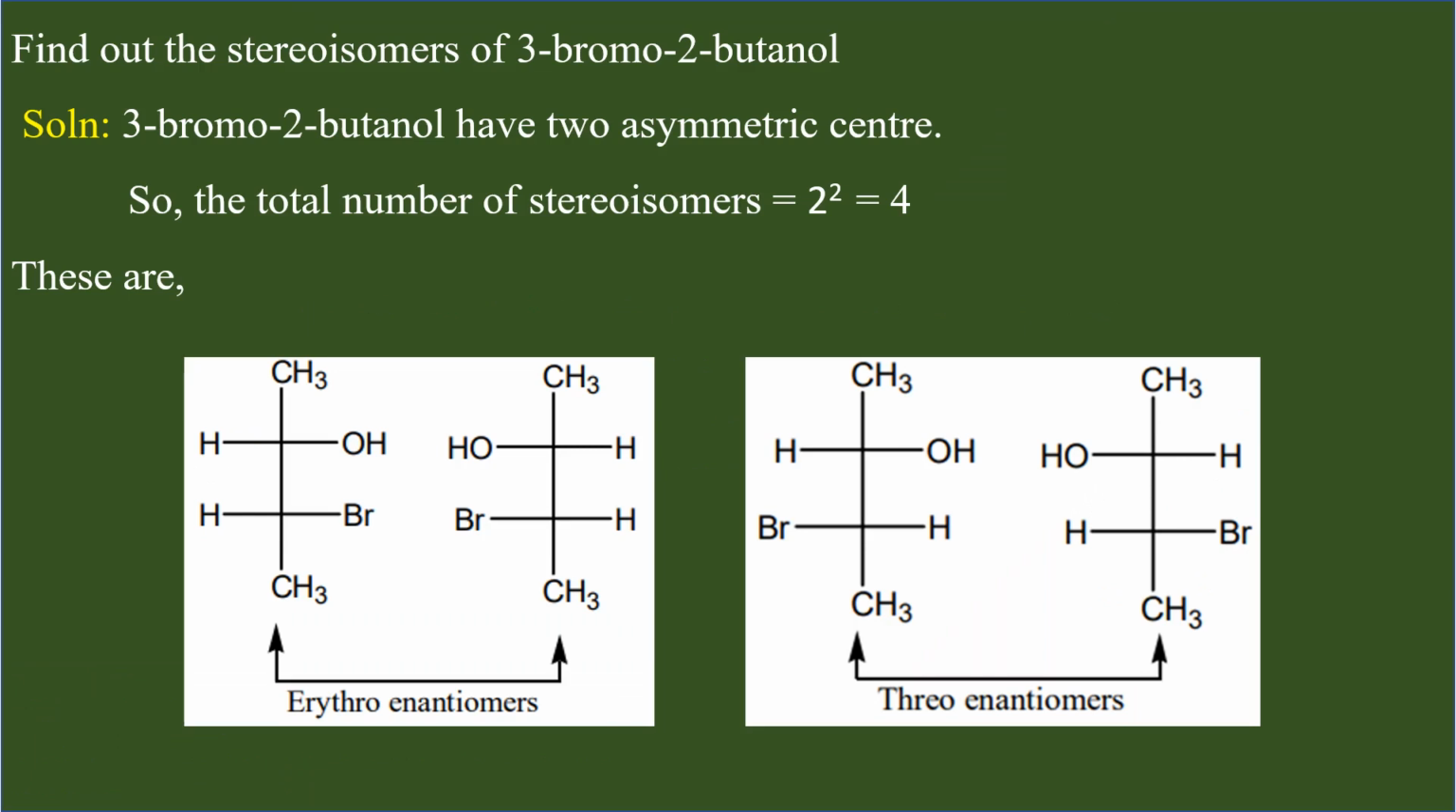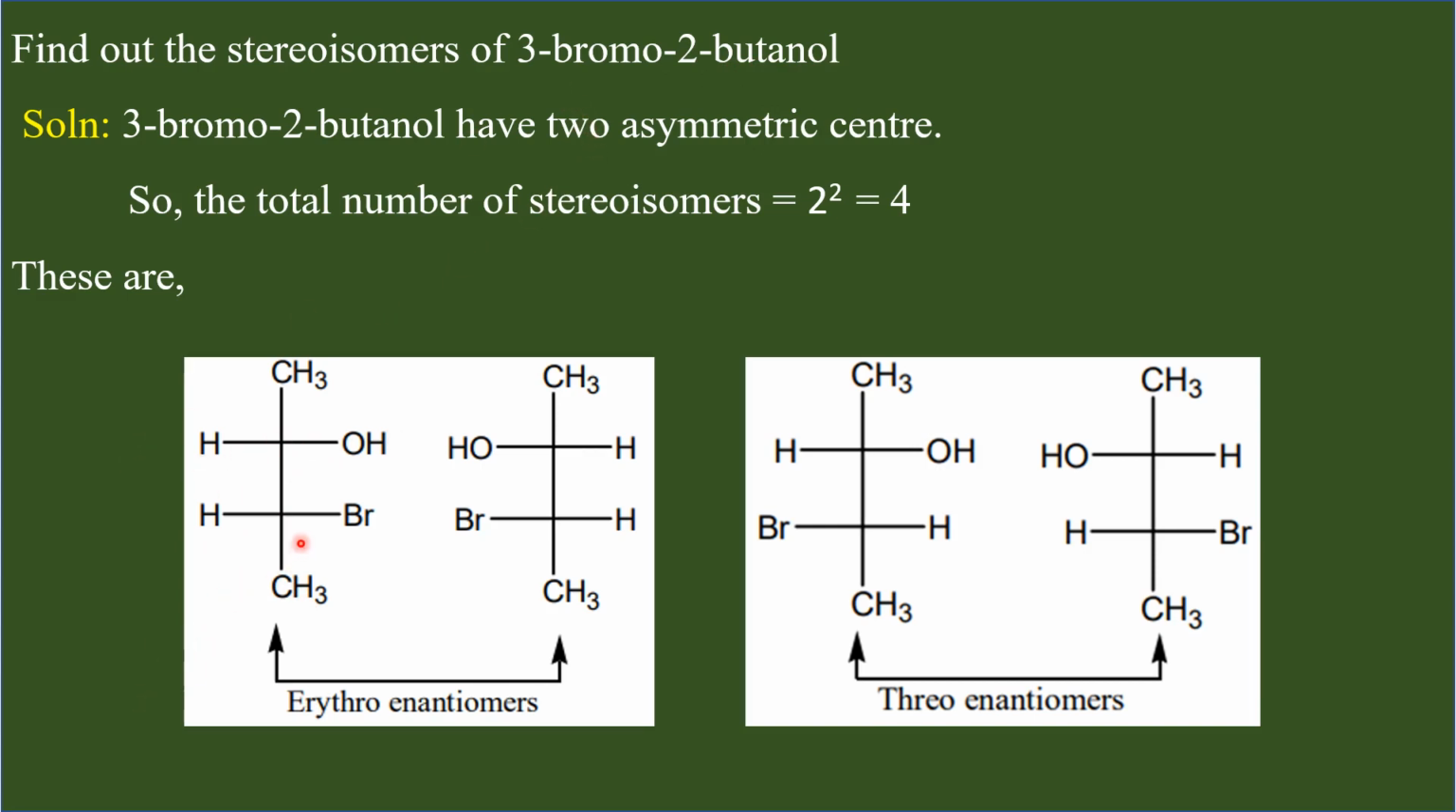The last problem for this module. Find out the stereoisomers of 3-bromo-2-butanol. First of all, you draw the Fischer projection by keeping the carbon skeleton in the vertical line. Butane, 4 carbon atoms are there, so keep the 4 carbon atoms in the vertical line. The second carbon contains an OH, 2-butanol. So put the OH here and hydrogen on the other side.